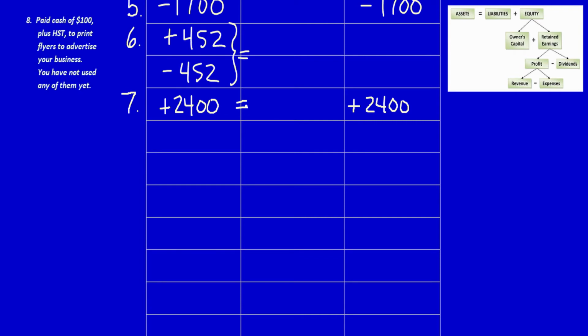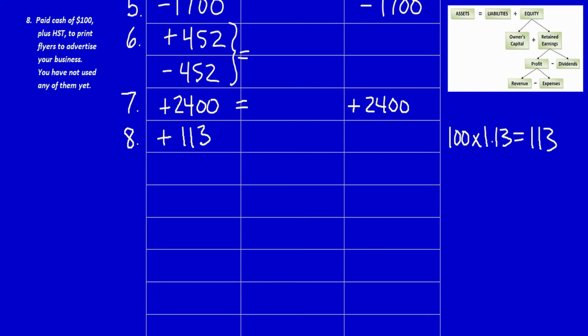Paid cash of $100 plus HST to print flyers to advertise the business. They have not been used yet. So what did the business get? They got advertising supplies which they can use in the future to benefit the business. Anything that has future economic benefit is an asset. So assets increase by $100 plus HST. HST is 13%. Assets increased by $113.